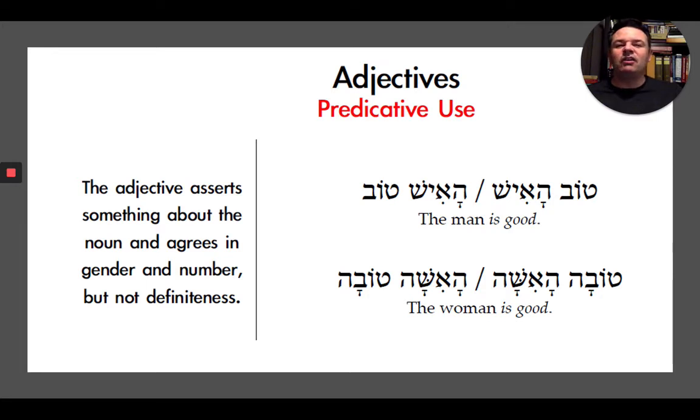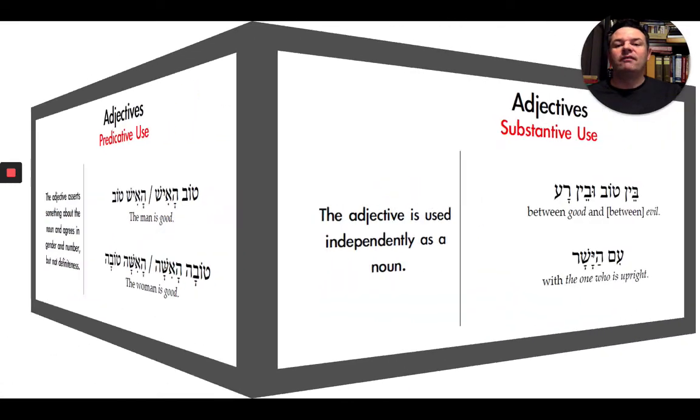This would be in English what we would kind of call a verbless clause, where the verb is implied. So you would put that "is" there because it's implied within the syntax of the sentence. This is how they represent the phrase the man is good in the ancient Hebrew language, classical Hebrew. So the woman is good, tova ha'isha, right? Notice they agree in gender and number, feminine singular, but they disagree in definiteness. So that's how you're going to know that it's the predicative use of the adjective.